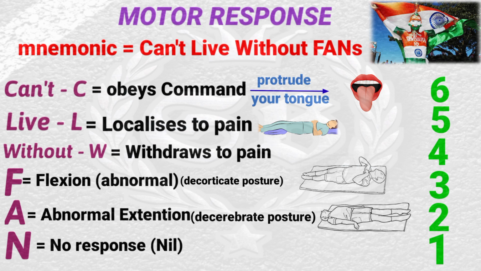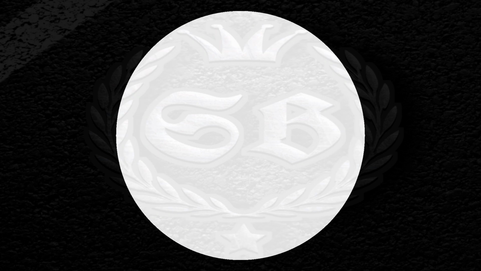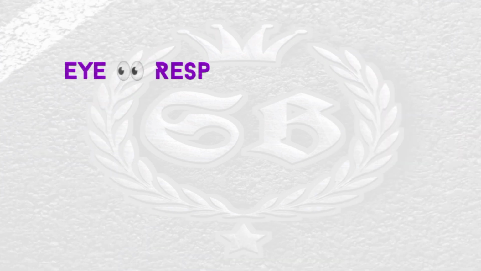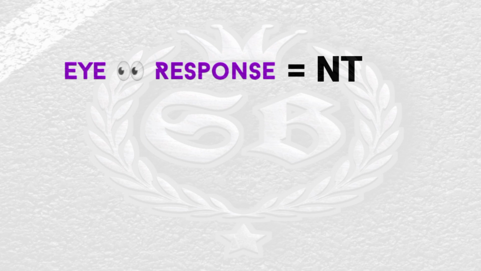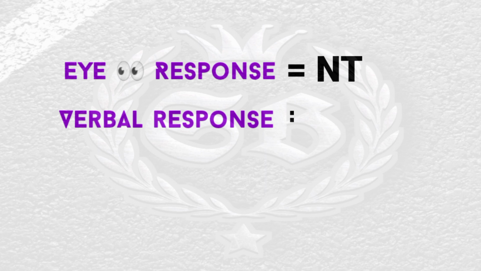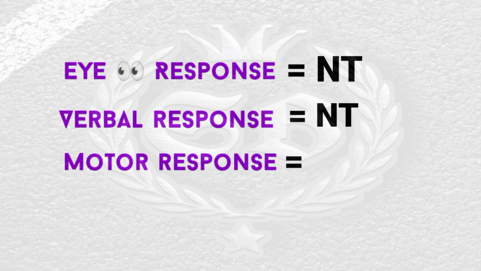After assessing the patient, you have to sum up the scores of all three responses, giving the GCS score out of 15. If there are local factors which interfere with eye opening, then eye response is noted as not testable. If the patient cannot verbalize, then verbal response is noted as not testable. Or if the patient is paralyzed, then motor response is noted as not testable.